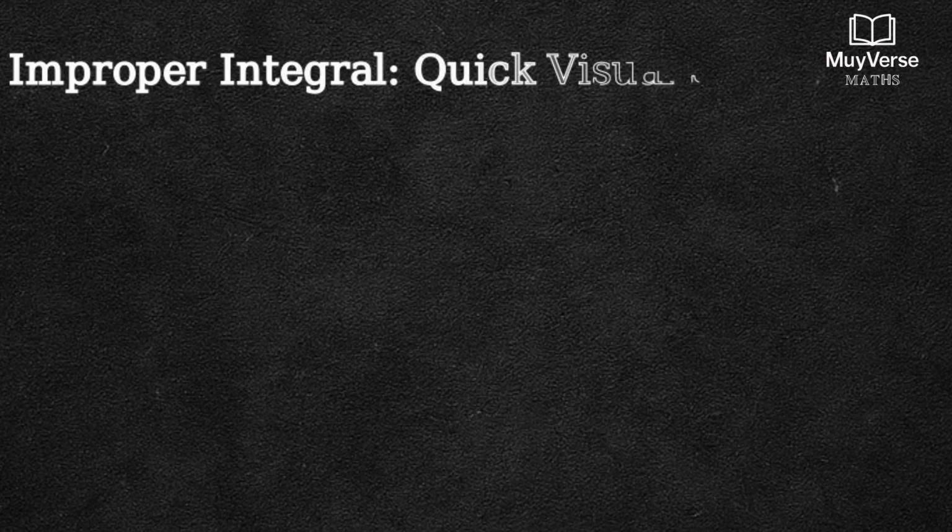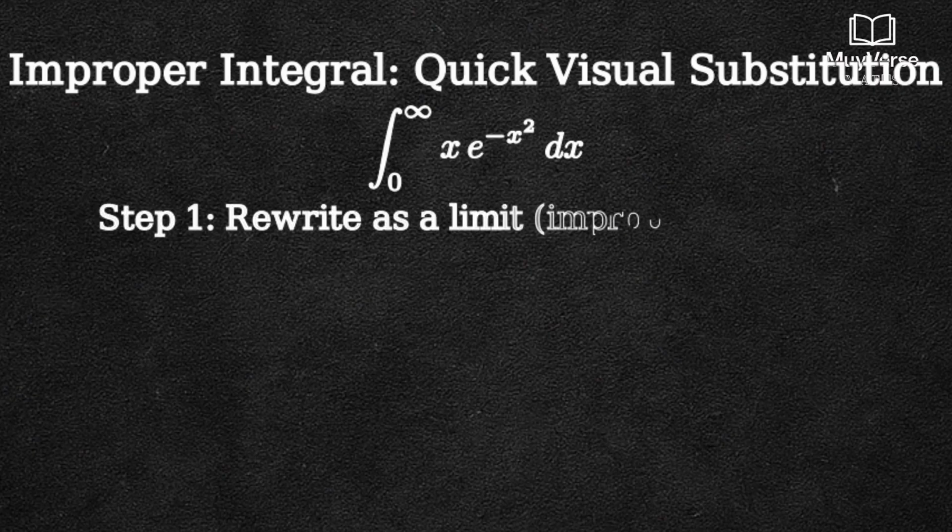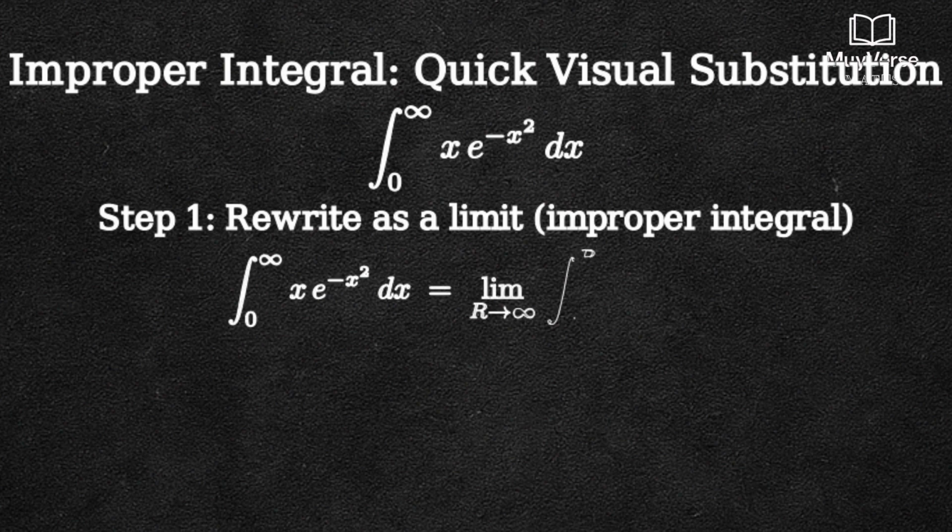In this lesson, we will evaluate an improper integral using a fast visual substitution cue. The goal is to evaluate the integral from 0 to infinity of x times e to the negative x squared dx. Step 1. Rewrite as a limit because the upper bound is infinity. The integral from 0 to infinity equals the limit as r goes to infinity of the integral from 0 to r of x e to the negative x squared dx.